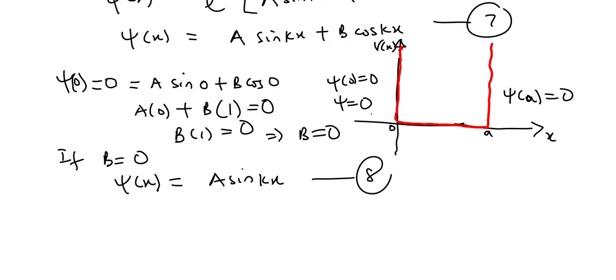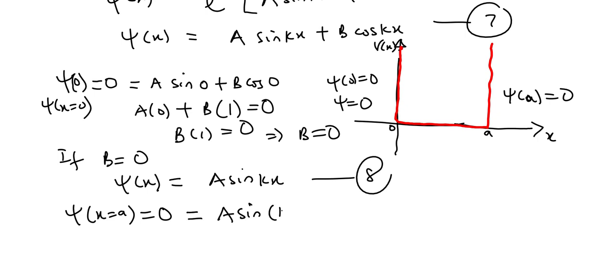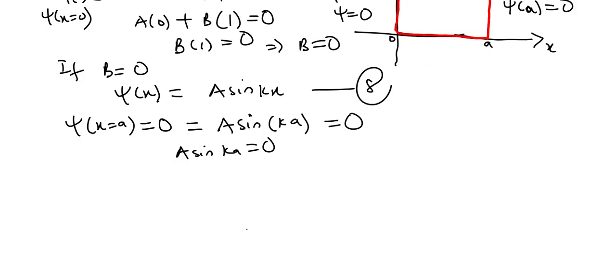We have applied one boundary condition, so let's apply the second boundary condition, which is ψ of a equals 0. So ψ when x equals a. This one was ψ when x equals 0. So ψ when x equals a is also 0, which equals a sine kx, but x is now a, and we say this is also 0. So we have a sine ka equals 0. If you have a sine ka equals 0, what are the two possibilities? Let me write here the two possibilities.